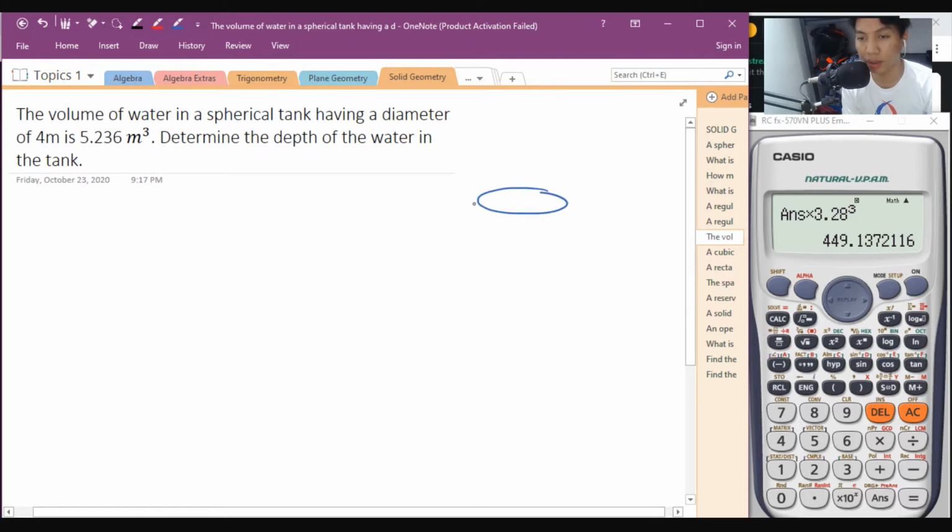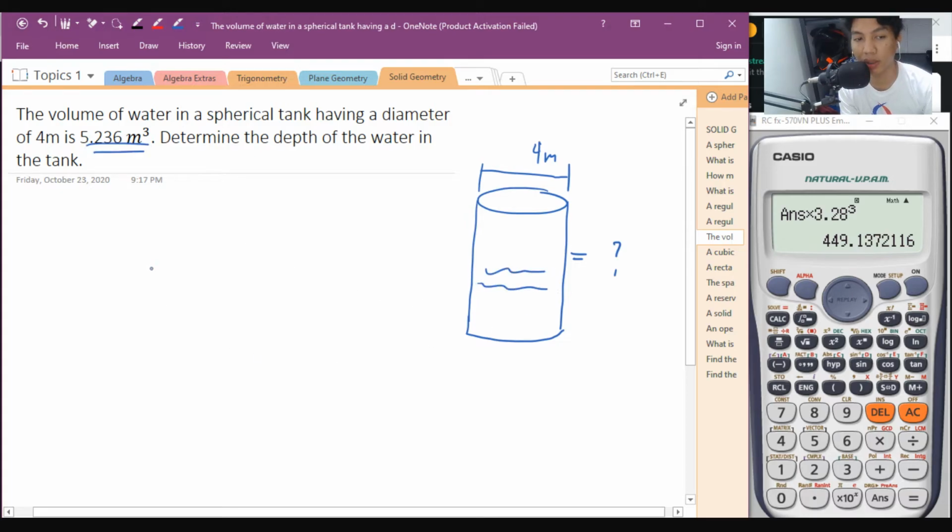Cylinder. Hindi natin alam. Okay? So, meron ka daw ditong diameter na 4 meters. Ito hindi natin alam, yung height. Pero meron ka daw ditong volume na ibinigay. Meron daw tubig dyan, somewhere. Okay? Somewhere, yung kanyang height. What will be the volume ng ating cylinder? Diba that is pi over 4 d squared times height.